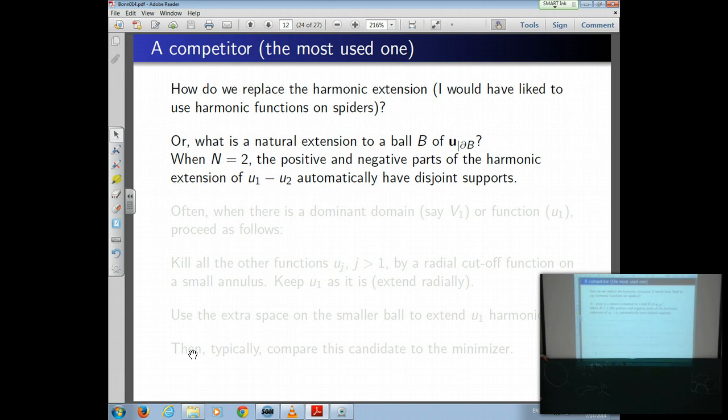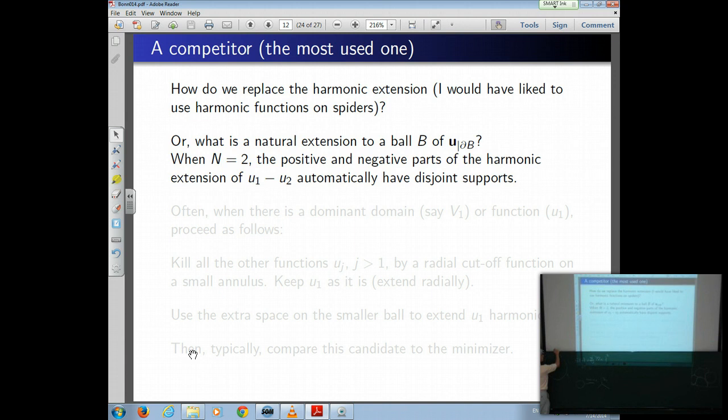So I'll just give you one competitor. All this game is always trying to find competitors, right? And I told you before, when there are only two phases, one of the main competitors that exist is harmonic extension, like the sort of thing we're trying to do on spiders. So let's think about spiders again. What is the reasonable harmonic extension?